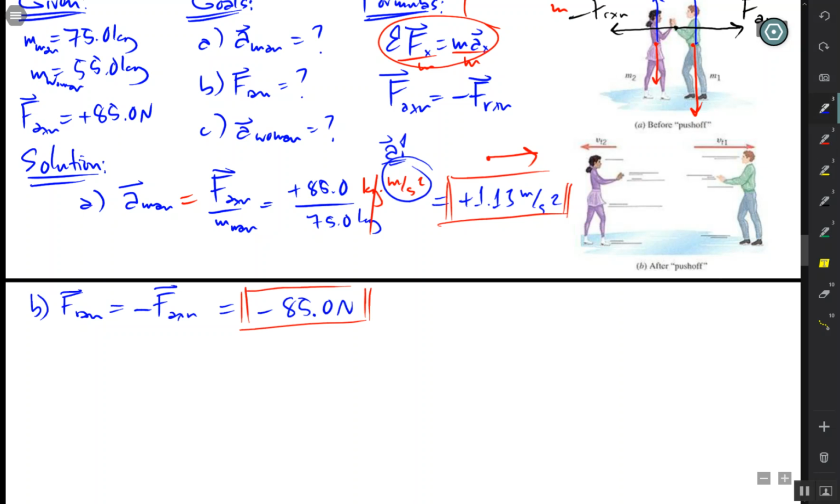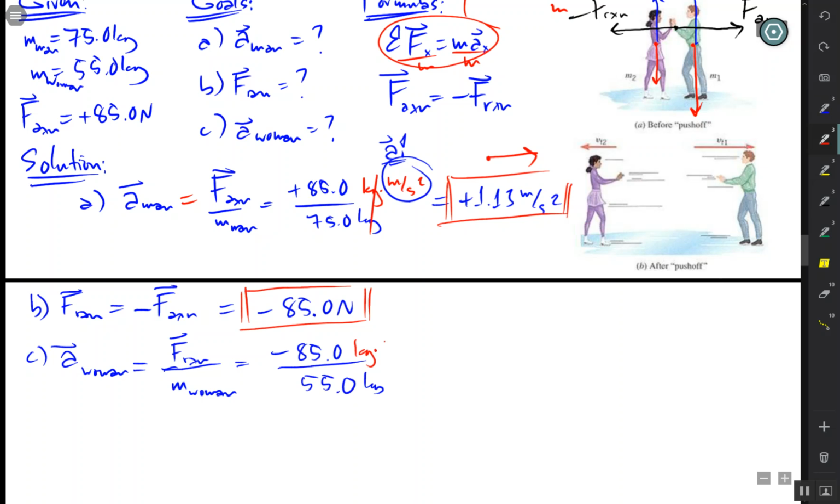But since the woman weighs less, we're expecting her acceleration to be more. She's going to go faster. And so hers, that is negative 85. We're actually going to keep the negative, divided by the 55. Once again, taking that, leaving us with units of acceleration. And the acceleration of the woman is negative, but it's actually more.